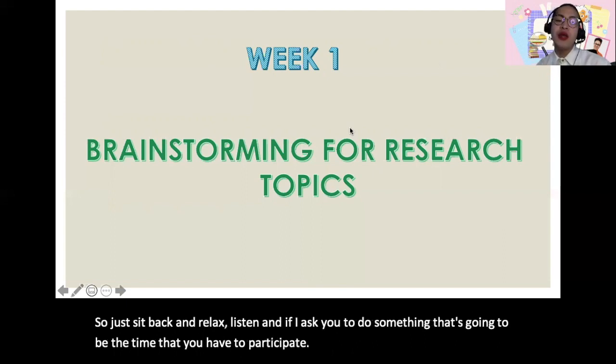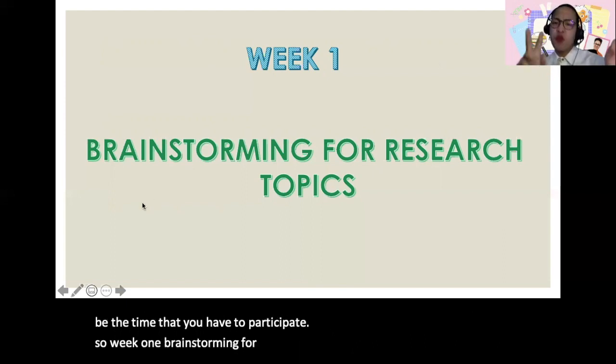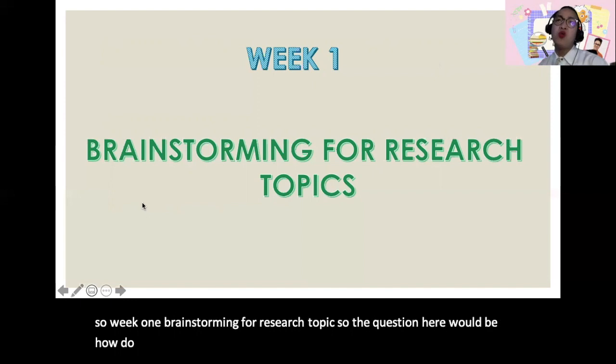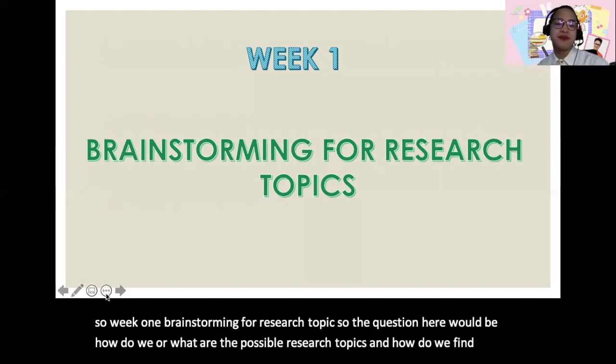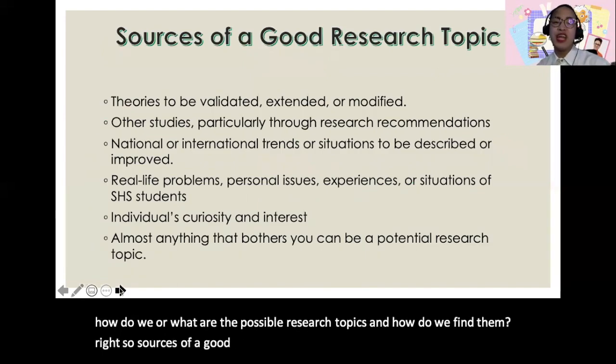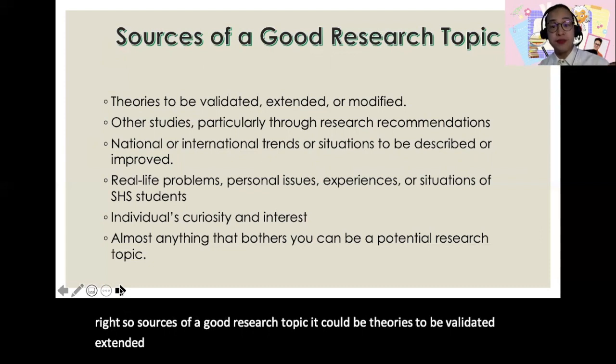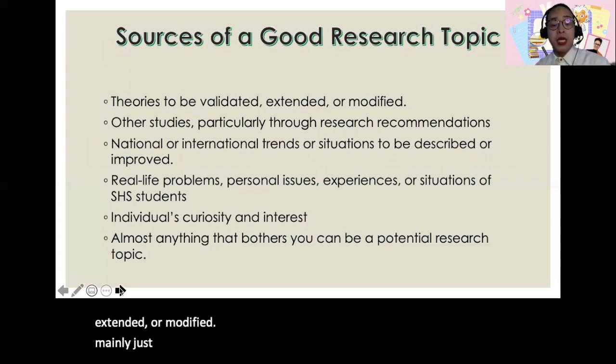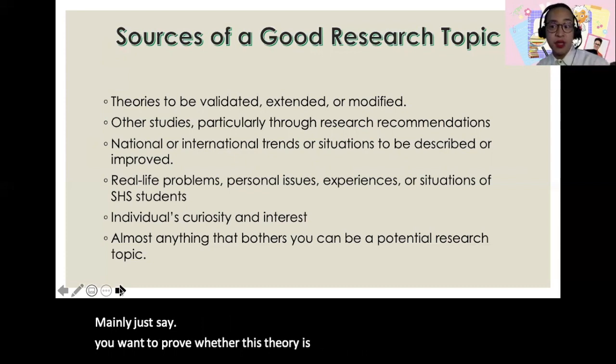So week 1, brainstorming for research topics. So the question here would be, what are the possible research topics, and how do we find them? All right? So sources of a good research topic. It could be theories to be validated, extended, or modified. Meaning to say, you want to prove whether this theory is valid or accepted or not, or if this theory is really happening.